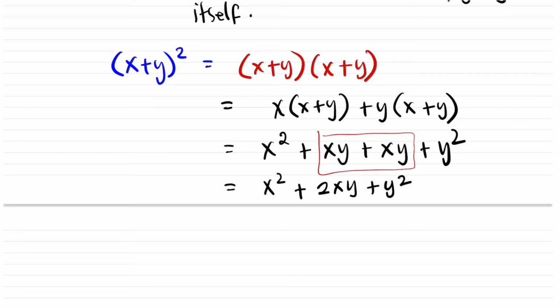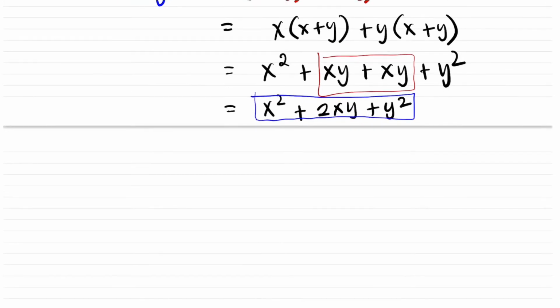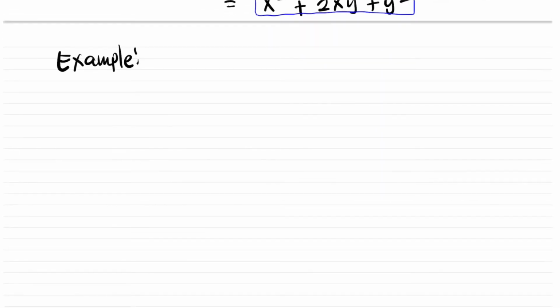So this is now your product when you have x plus y raised to the power of 2. So the answer would be x squared plus 2xy plus y squared. Now let's have a quick example.